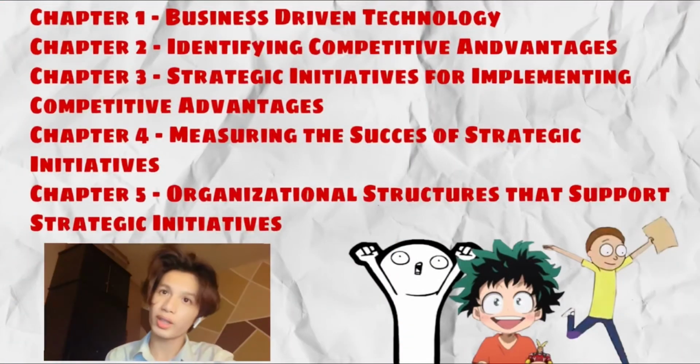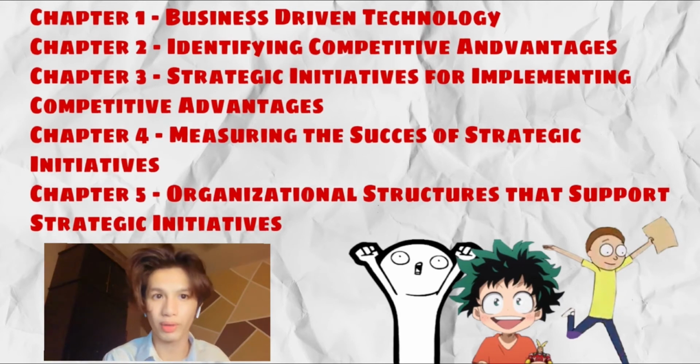I'm from BA 144B. So today I'm going to explain a little bit about MGT300 from chapter 1 until chapter 5. The 5 chapters are business driven technology, identifying competitive advantage, strategic initiative for implementing competitive advantage, measuring the success of strategic initiative, and also organizational structures that support strategic initiatives.